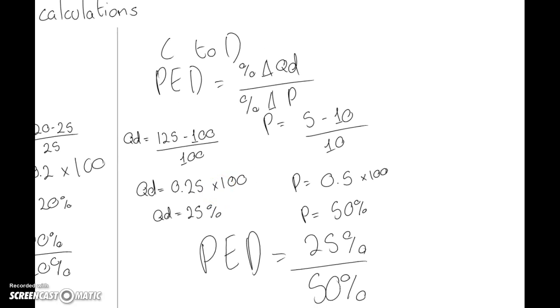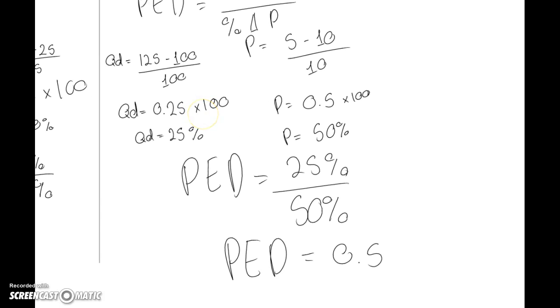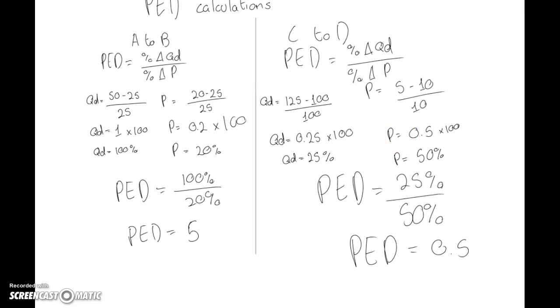C to D, you do this for the next one. I did the same thing, and I got a PED of 0.5. As you can see from these calculations, the PED changed. Although I used the same price change and quantity demanded change, the PED isn't the same.